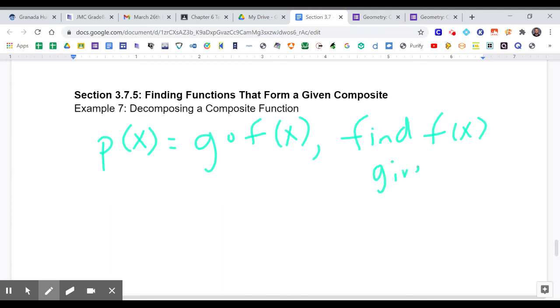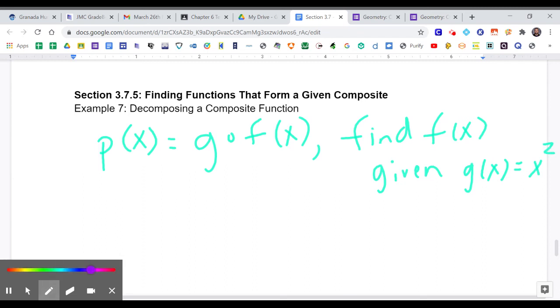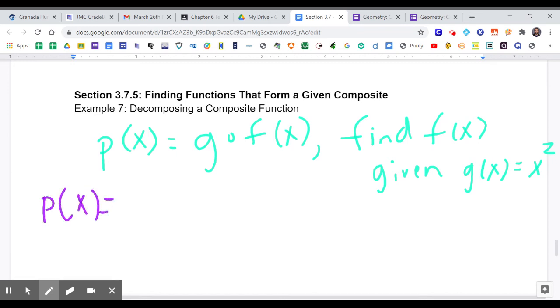given g of x equals x squared. So let's say that they give us p of x equals negative 3x minus 10, quantity squared.